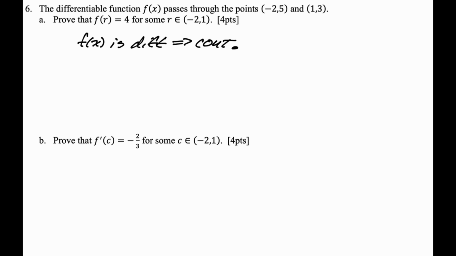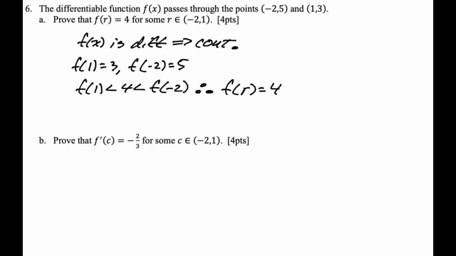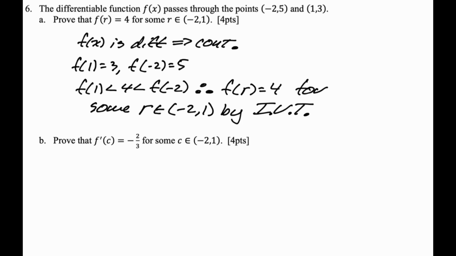I'm going to actually list the function values. So I'm going to say f of 1 is 3, f of negative 2 is 5. From there, I'm going to say f of 1 is less than 4 is less than f of negative 2. Therefore, f of r is definitely equal to 4 for some r value between negative 2 and 1, and my reason is the intermediate value theorem.